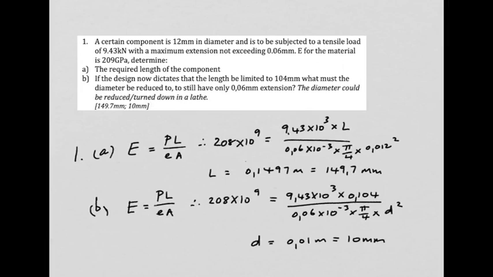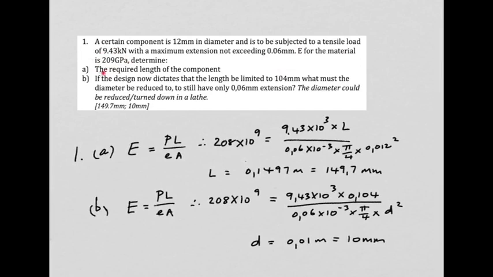Welcome back. Hopefully your tutorial went well and you have the solutions in front of you to cross-check with these answers. Let's dive straight into the first one, which is a typical design problem where we are told that a component is 12 millimeters in diameter and it's going to be subjected to a load of 9.43 kilonewtons and the extension mustn't exceed 0.06 millimeters. They also tell you Young's modulus for the material, a typical value for steel of around 200 gigapascals.